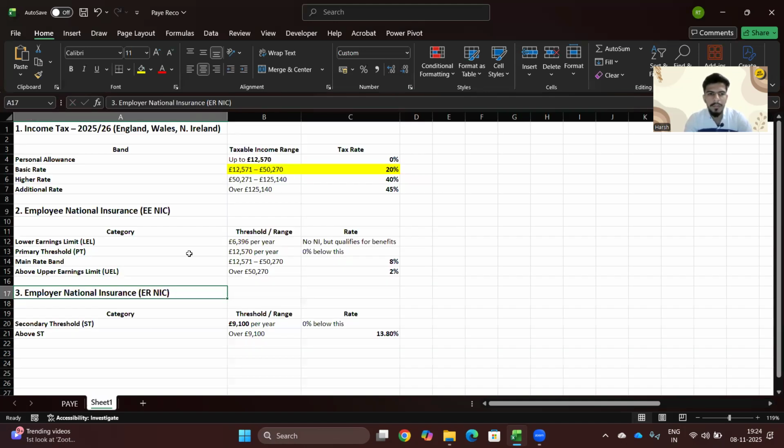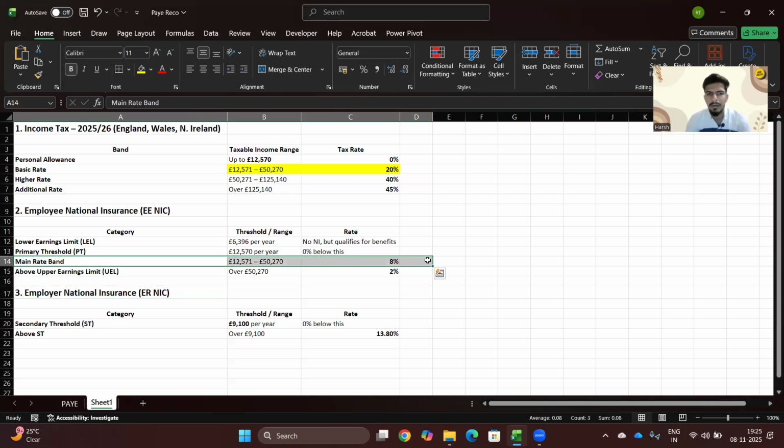If I could show you the bands, we have a primary threshold of 12,570. So till 12,570 again it is 0%. After that you have to contribute 8% till 50,270, and after 50,270 you have a 2% rate. So again, we would be falling in the main rate band, right?